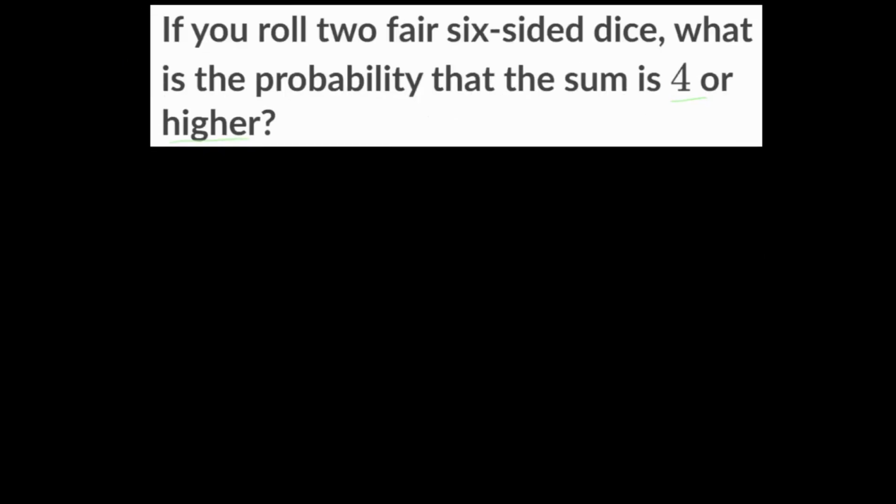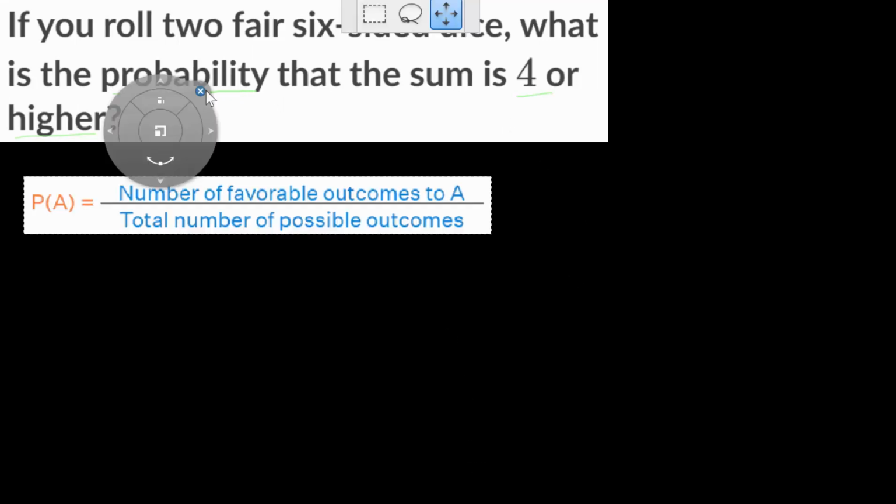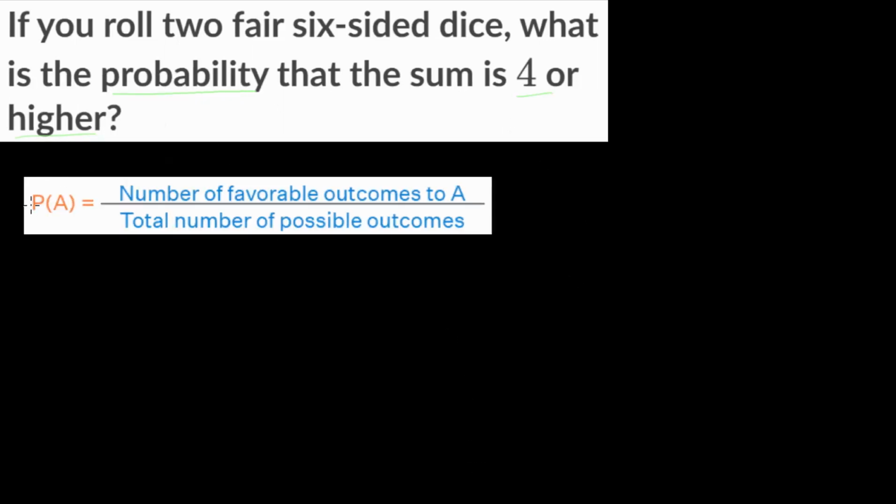Now, assuming that you have attempted the problem, let's start working through it. We need to find the probability that the sum, when we roll the two dice, is 4 or higher. To answer a question like this, we need to start with how probability is defined. So let me paste in a definition. We're trying to find the probability that some event A happens, where in this case, A is the event that the sum of the two dice is 4 or higher.